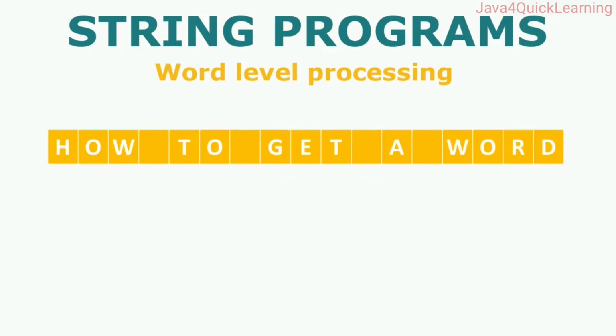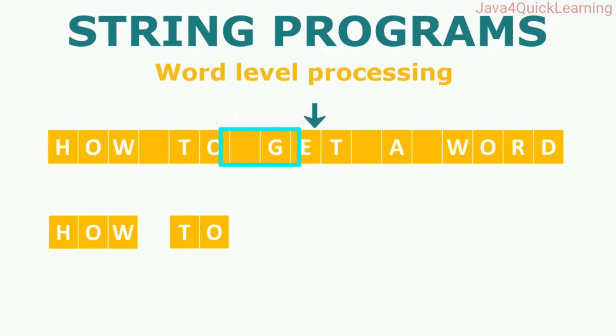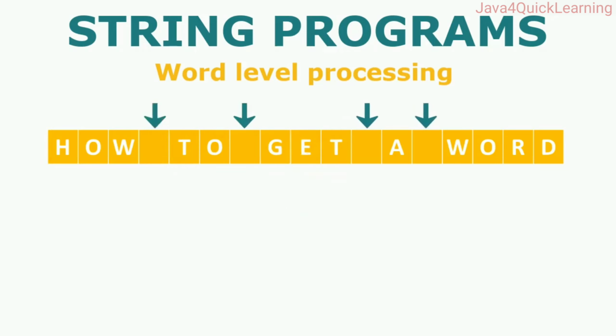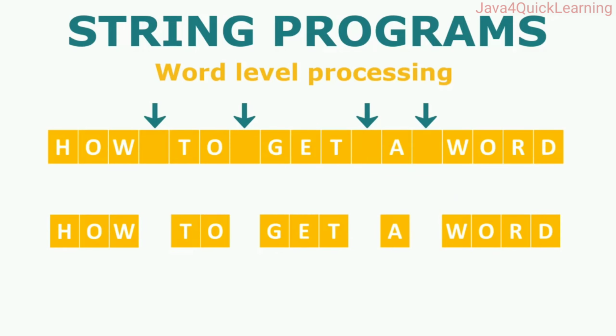Let's take a sentence and see what breaks a sentence into words. When we start reading a sentence, when we encounter a space, we get one word. Then again from this space to next space is the next word and so on. So space character is what gives us the end of the word. We will use this logic for extracting each word from the sentence.